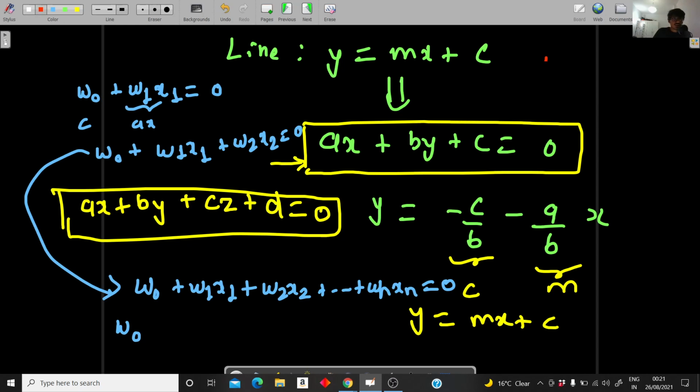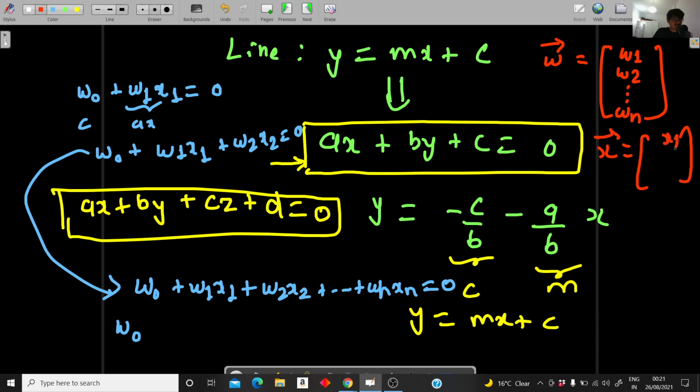Throughout this course, or in any lectures that I'll deliver, a vector is always a column vector. This is a notation that I am fixing. Any vector is a column vector, and it consists of x1, x2 up till xn. So in more compact form, can I write it like this, W transpose into X? Because this W transpose will be a row vector, and X is a column vector.